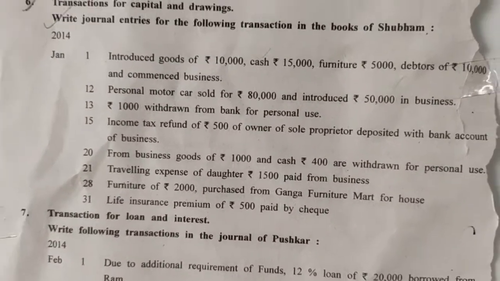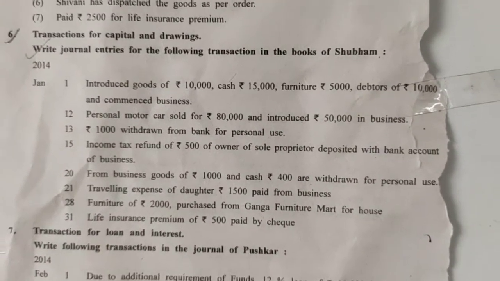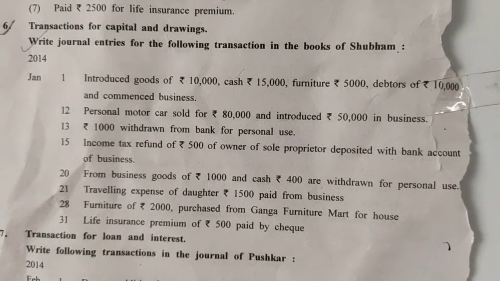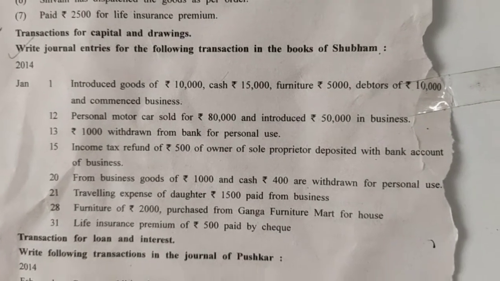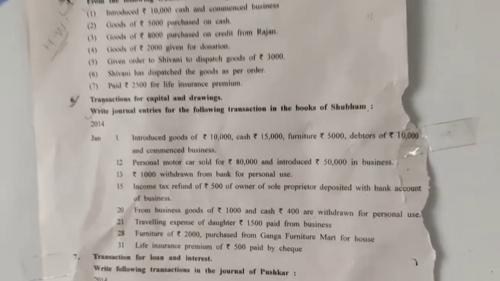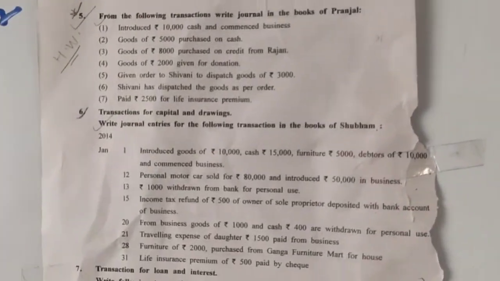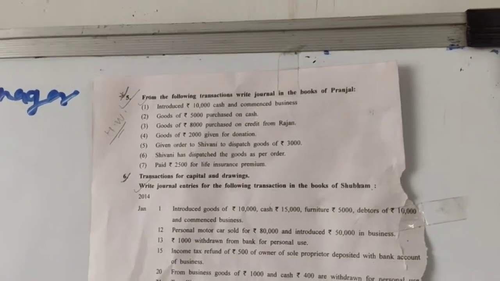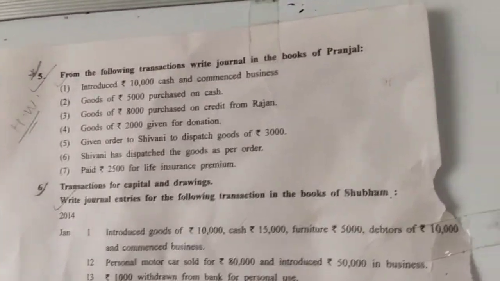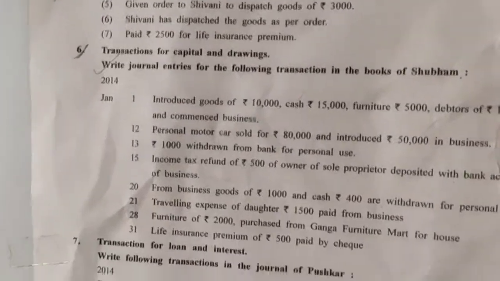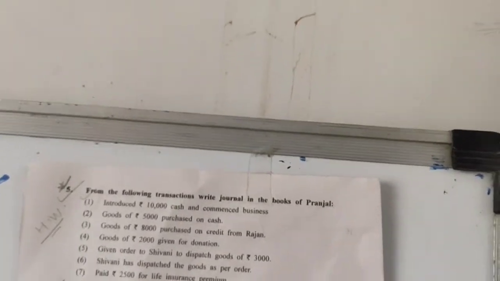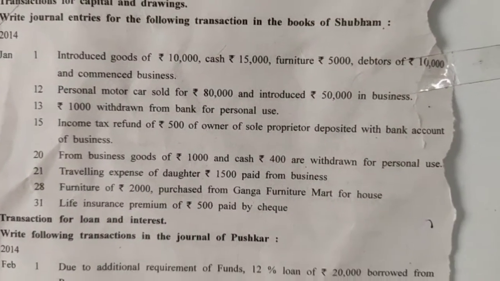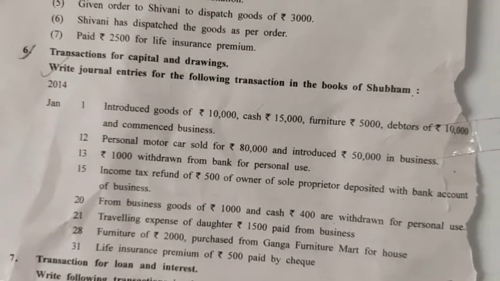Now transaction number 4, that is the transaction dated 15. Income tax refund of rupees 500 of owner of sole proprietor deposited with bank account of business. Now here I would like to tell you the meaning of income tax refund. See, we very well know that income tax is a personal expense. Income tax is a personal expense. So whenever there is income tax, we record it to the drawings account.